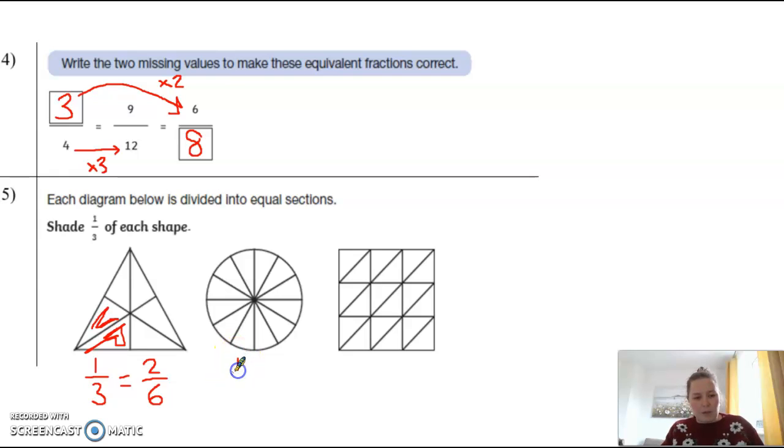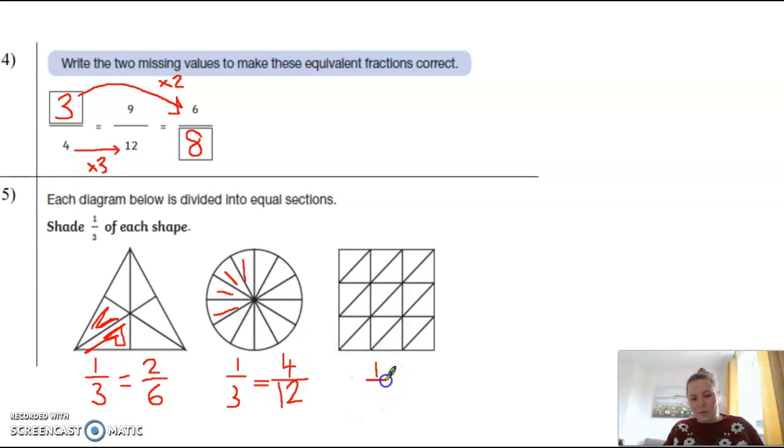This one, again, I want a third. I've got 12 parts. 3 times 4 is 12. So I'm timesing by 4. 1 times 4 is 4. And therefore I want to shade 1, 2, 3, 4, any 4 parts of that shape.